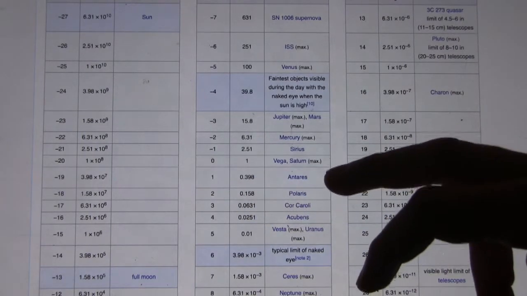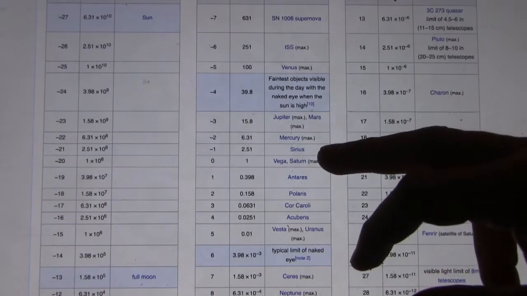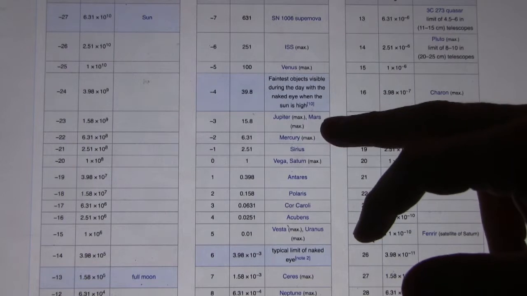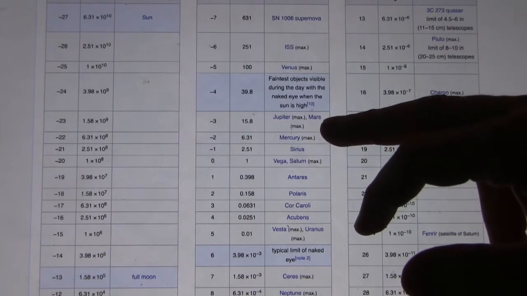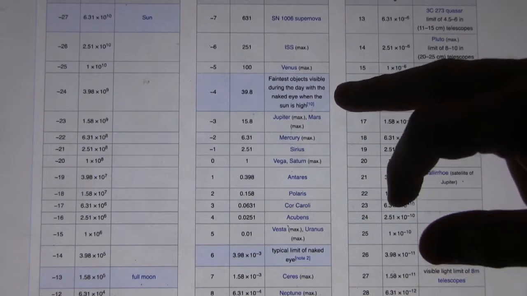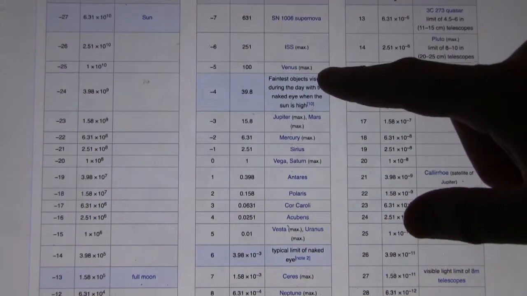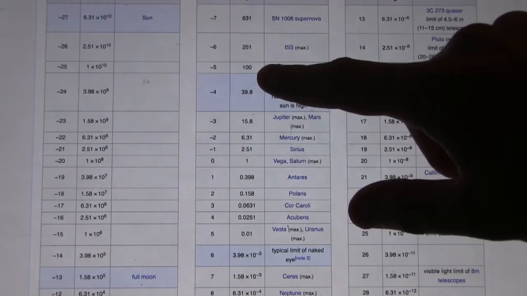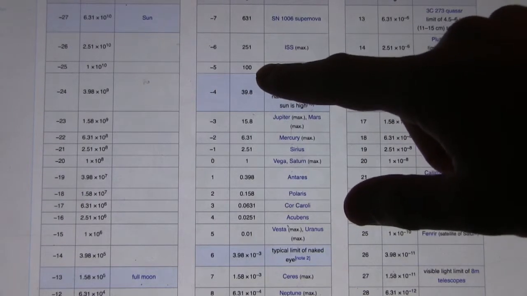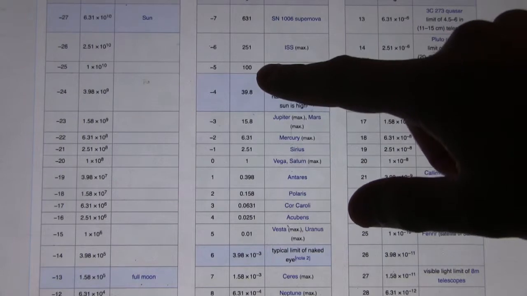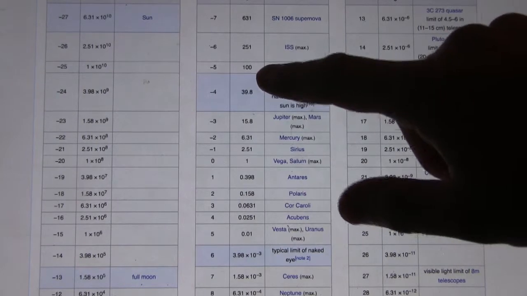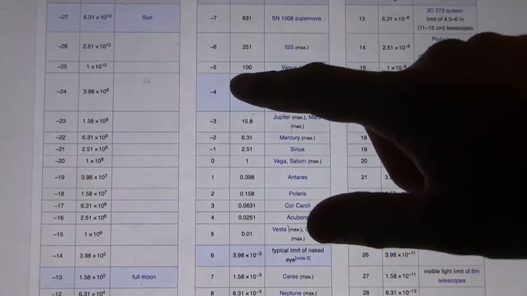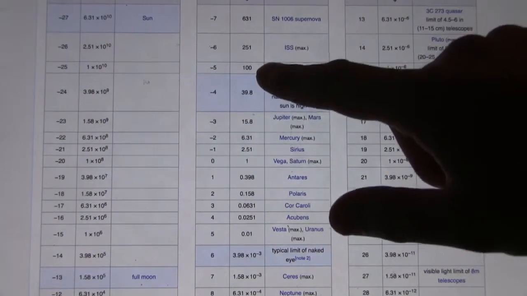And then if we move towards brighter objects, Sirius, Mercury, Jupiter, the faintest objects visible to the naked eye when the sun is out, and then Venus has a magnitude of minus 5, and we can see it's actually 100 times brighter in brightness. So the magnitude is minus 5. It's a change of 5 in the magnitude scale, and 100 times brighter.